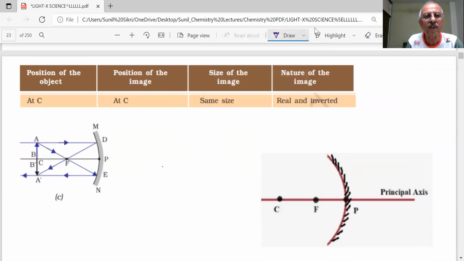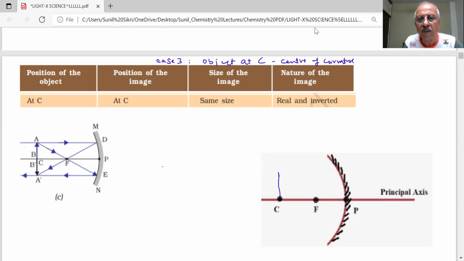All right, student. We're coming to the next part. Case number 3. When the object is at C, what is C? Center of curvature. Imagine that you are the object. You are coming toward the center of curvature. Now you are standing at this point C, students.